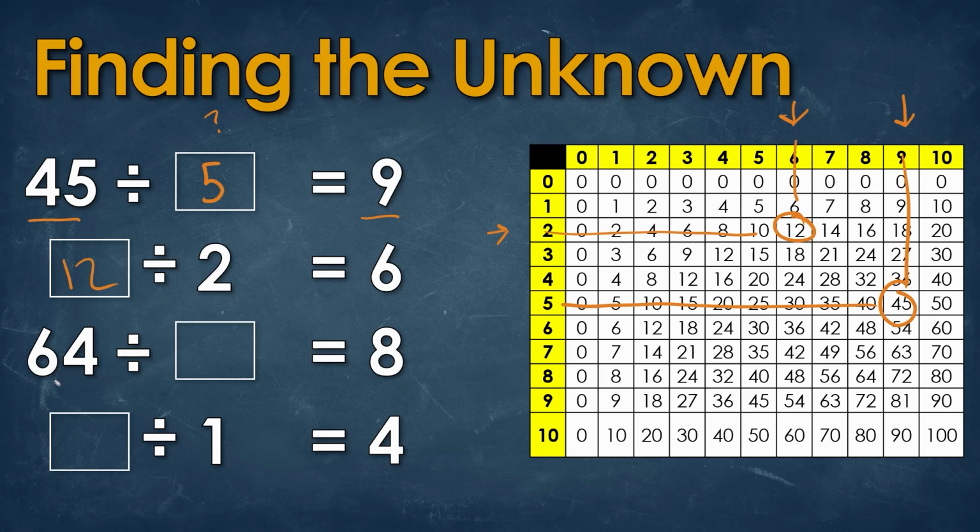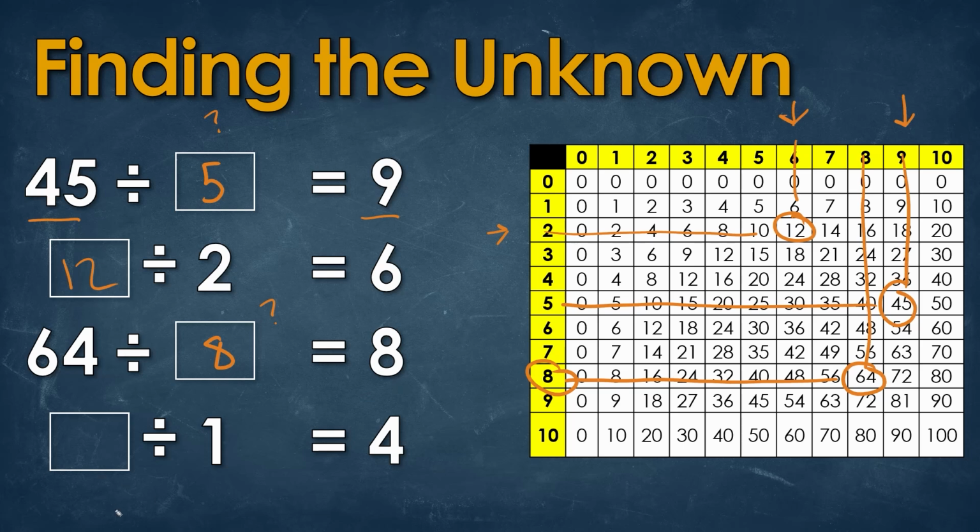Now let's try this one. We have 64 divided by blank will equal 8. So we'll start with the 8. We'll work our way down until we get to 64. We'll work our way back across until we get to 8. So 64 divided by 8 is equal to 8.